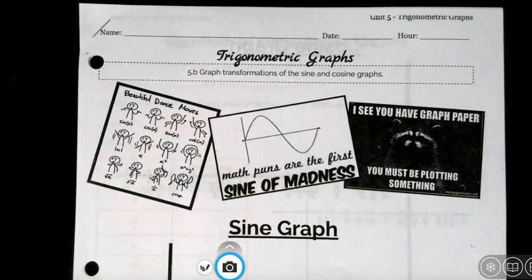All right, we're going to look at 5B. 5B, we're looking at graphing sine and cosine curves that have been transformed somehow. So we're combining transformations with our sine and cosine graphs.